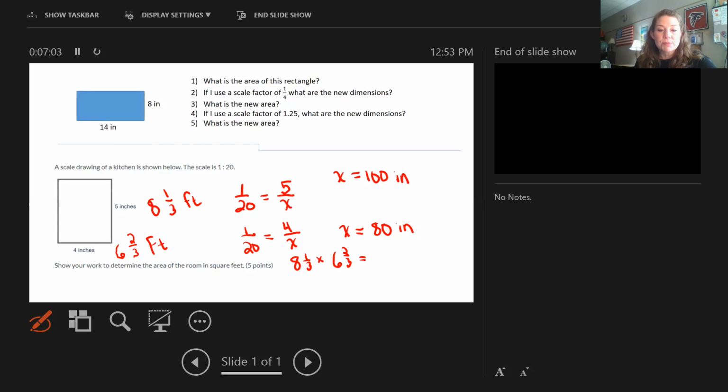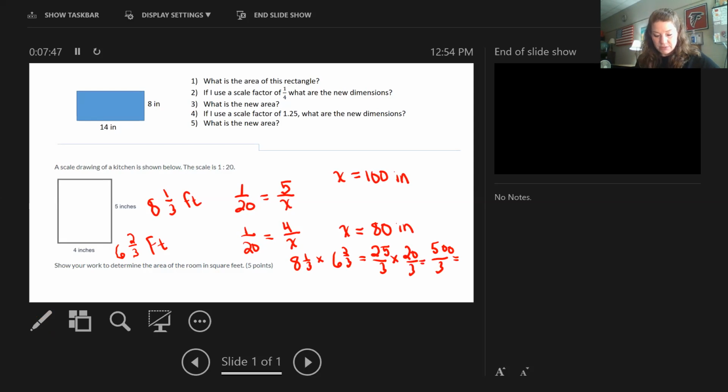All right, how do we multiply mixed numbers? We can use this awesome calculator. Hopefully you guys get this calculator, the TI-30XS, and we're going to use our fraction button. Do you see the fraction button, N over D? Definitely want to use our fraction button. Or if we don't have a calculator, we're going to turn our mixed numbers into improper fractions. So 8 times 3 is 24, plus 1 is 25 thirds, times 6 times 3 is 18, plus 2, 20 thirds. And we get 20 times 25 is 500 thirds.